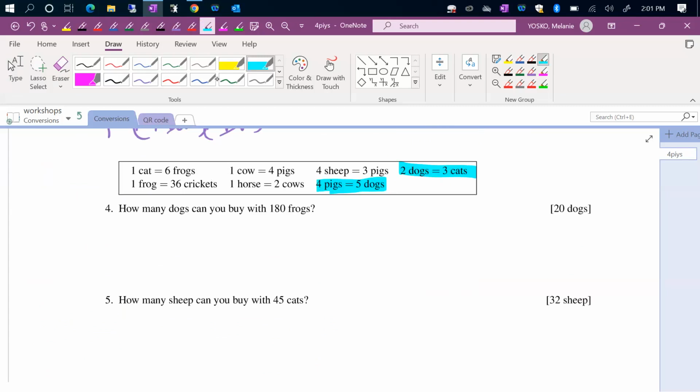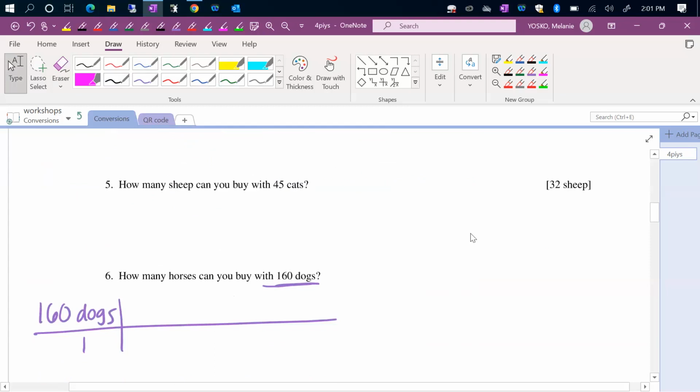Let's start with the cats. So here's cats right here. That's the only thing else that has cats in it, right? Cats gets me to frogs. And the only unit with frogs is crickets. See that? So can I use that one?